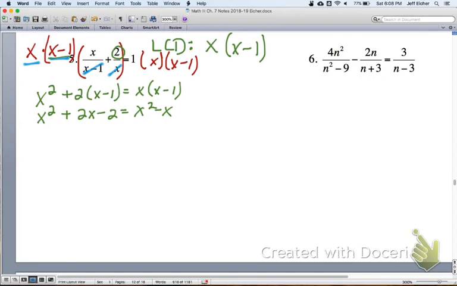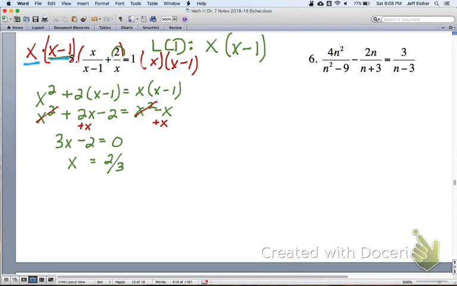We can subtract x squared from both sides. That's nice. Add x to both sides, maybe. Do that. So that would get us to 3x minus 2 equals 0. So x would equal add 2 and then divide by 3.